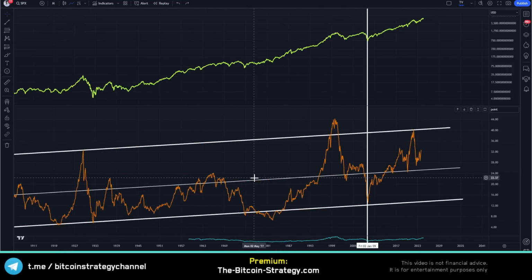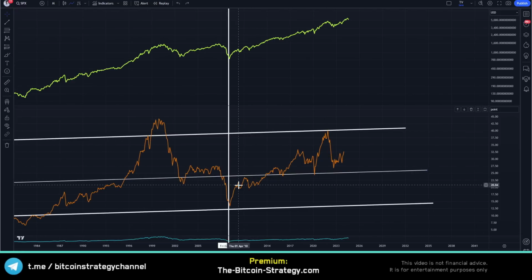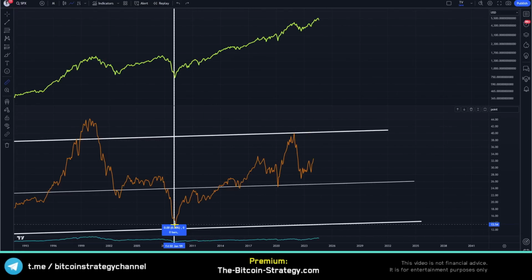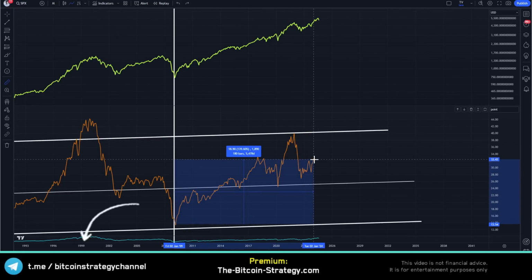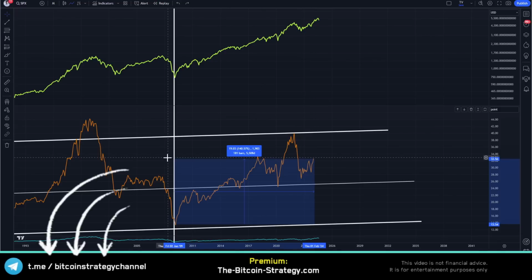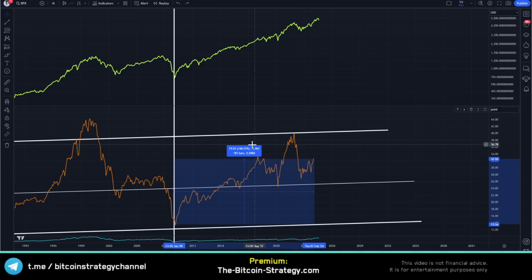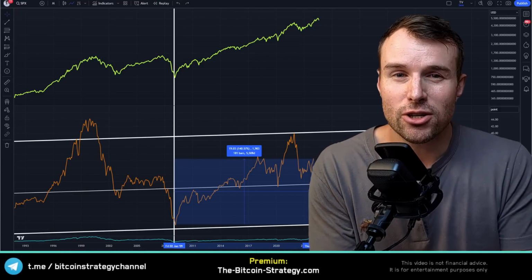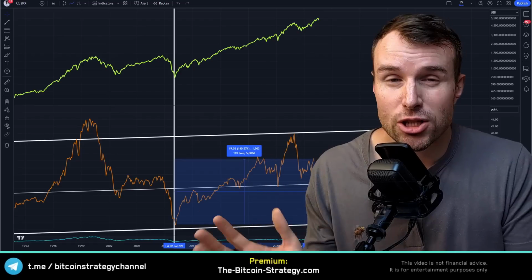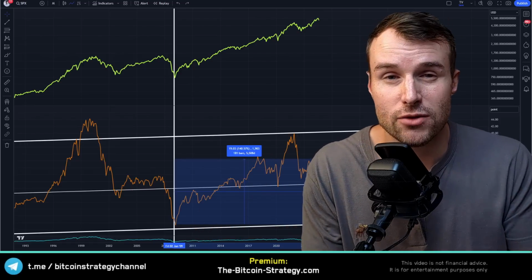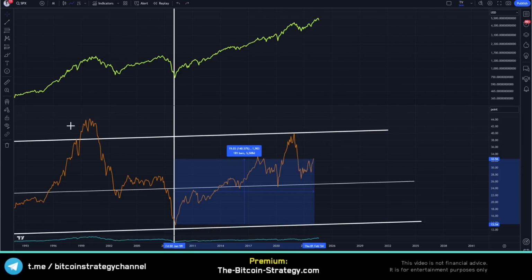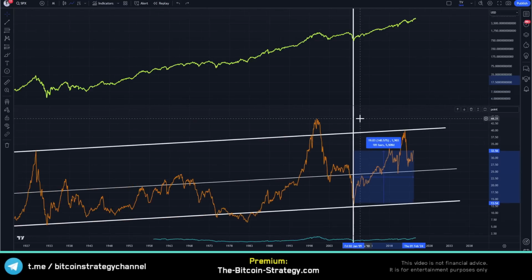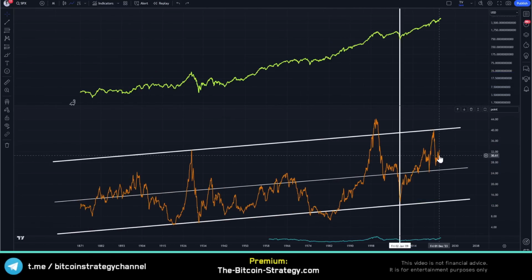When we zoom into this Shiller PE ratio since Bitcoin's launch, we can see that it went up from 13 to currently 32. It increased by 140%. So since Bitcoin's existence, US stocks tended to become more expensive relative to their earnings. A lot more expensive. And it is possible to imagine that we could see a reversion to the mean again.